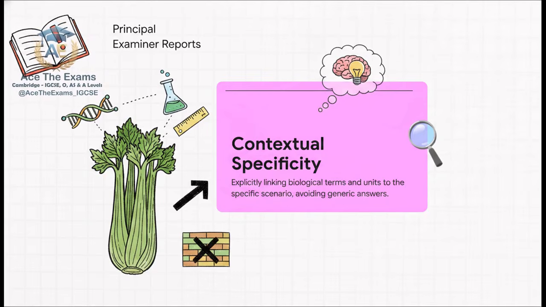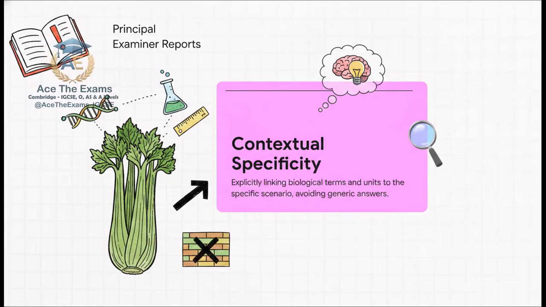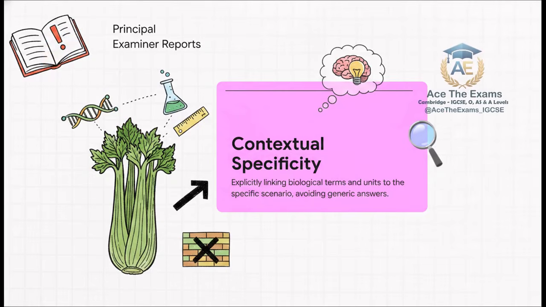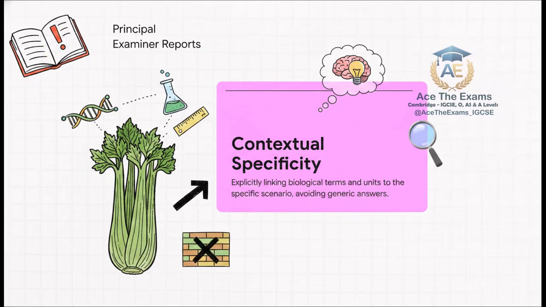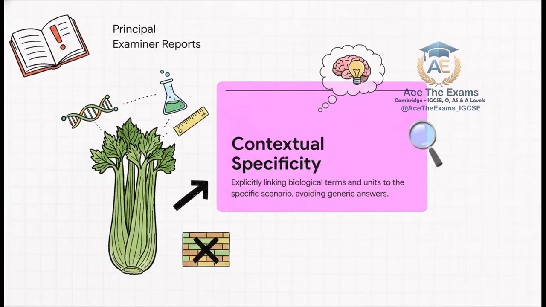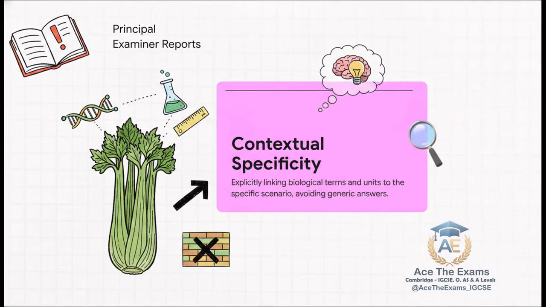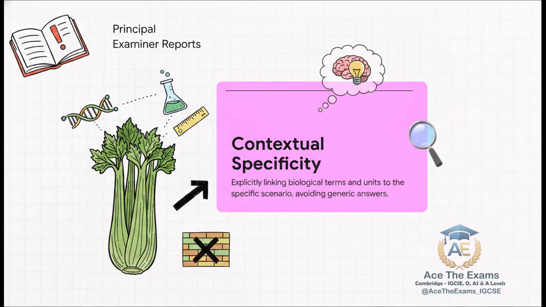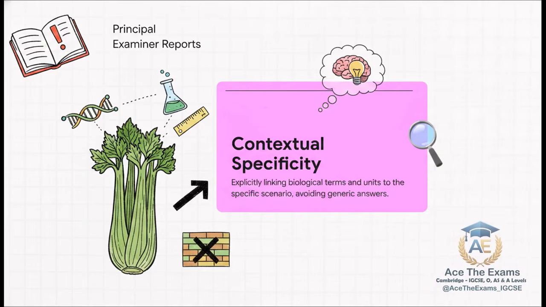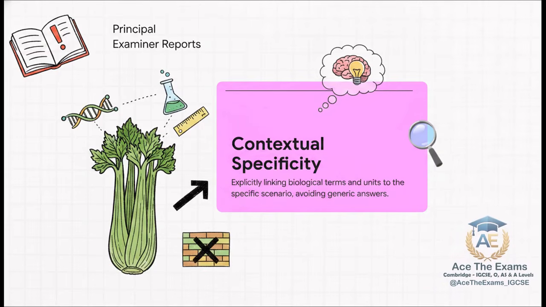A really crucial concept here is contextual specificity, and this is the number one warning from those principal examiner reports. Contextual specificity is the absolute requirement to explicitly link your biological terms and your units to the exact scenario provided in the stimulus. Generic answers about plant cell walls, that's the fastest way to score a 0. If the data is about the structural integrity of a celery stalk, your answer must be about that celery stalk, not just a generic textbook plant cell. So how do we actually guarantee we hit that level of specificity?